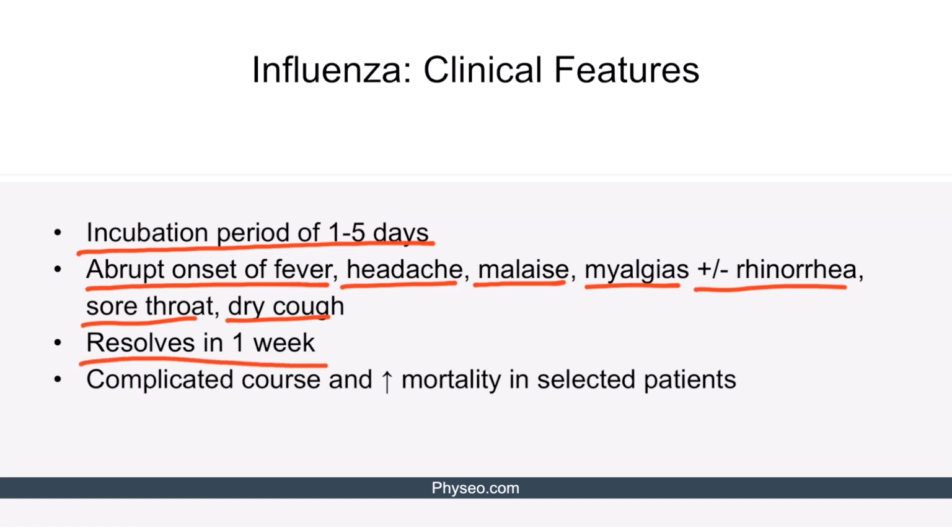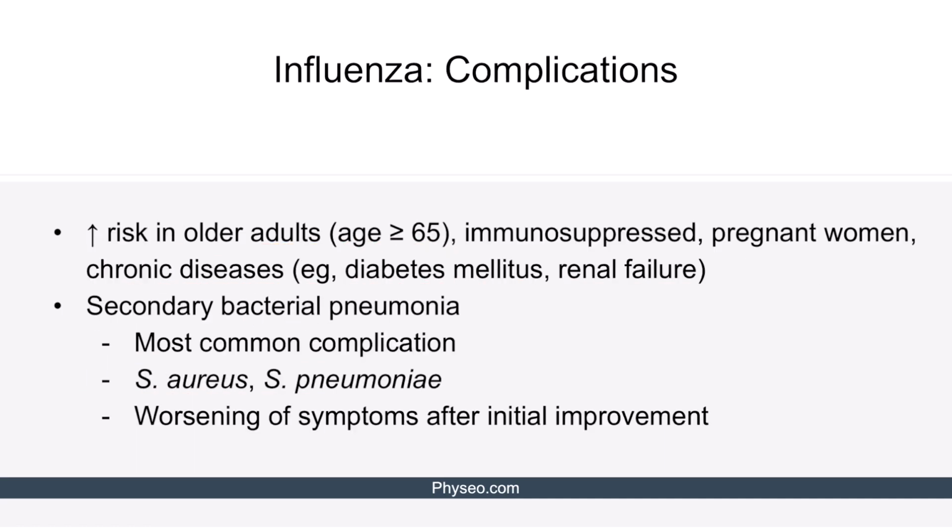However, it can have a complicated course and high mortality in selected patients, as we're just about to discuss in the next slide. So there's a number of complications that can occur in influenza. Some of them are even life-threatening. Hence, it's important to identify patients who are at high risk of these complications.